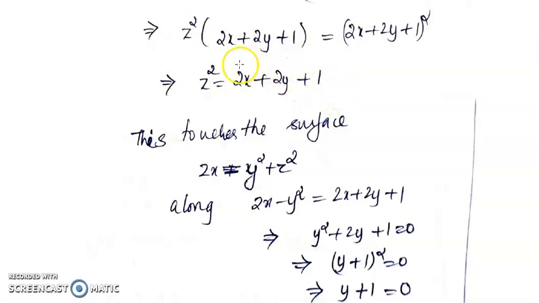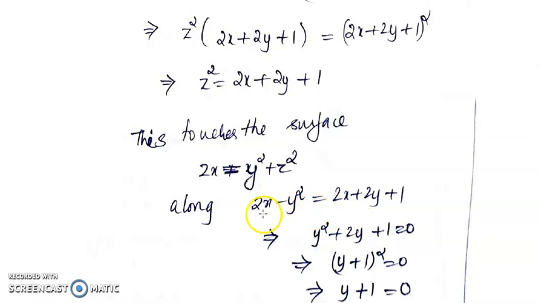Now it is given that the envelope will touch the surface 2x equal to y square plus z square. So we have to show that it is along y plus 1 equal to 0. Now the envelope is going to touch the surface, so we will find the intersection. From the surface equation, z square will be equal to 2x minus y square. So substituting here, 2x minus y square will be equal to 2x plus 2y plus 1.